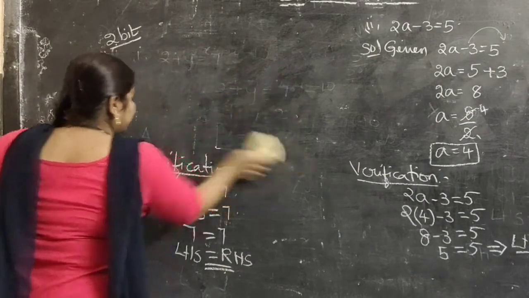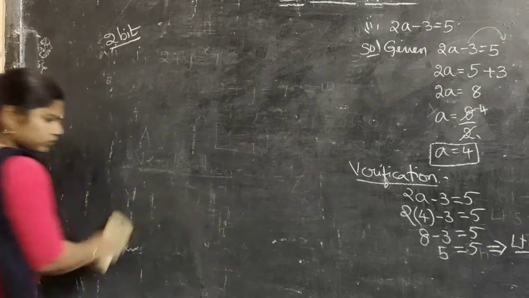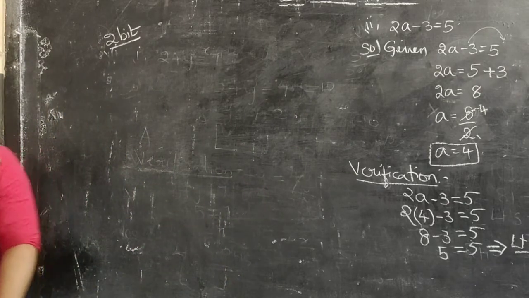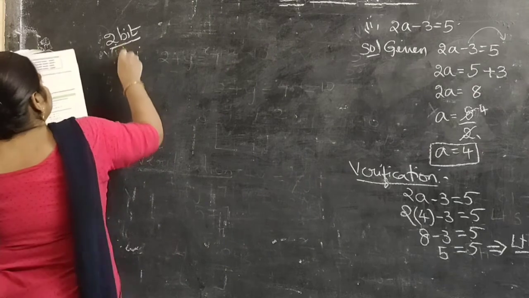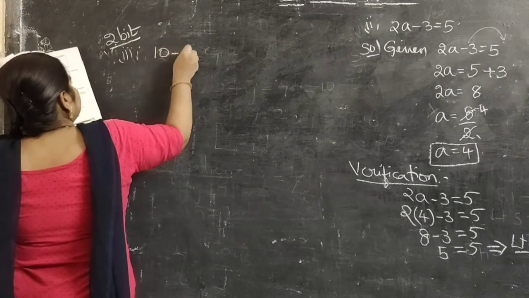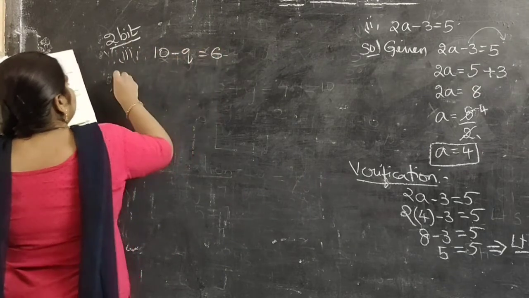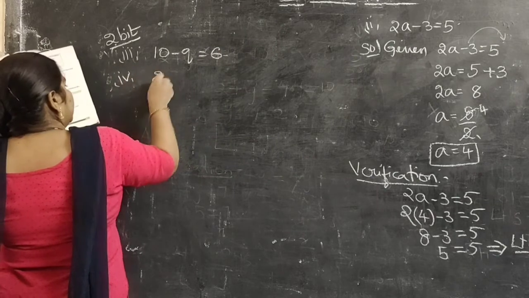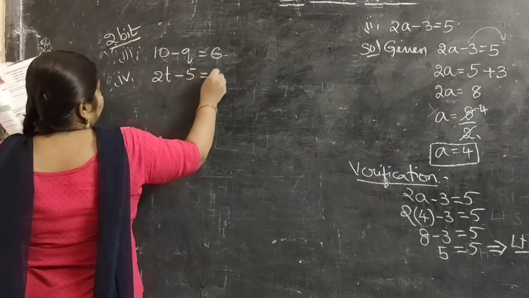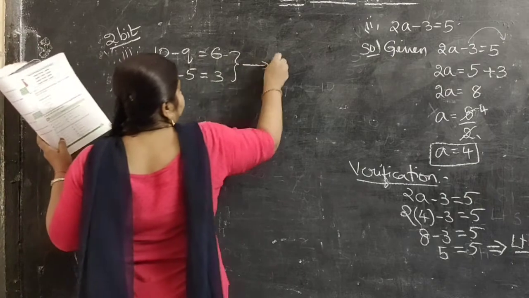Take one as homework. This third one, 10 minus q is equal to 6, and fourth one, 2t minus 5 is equal to 3. So these two you write as homework.